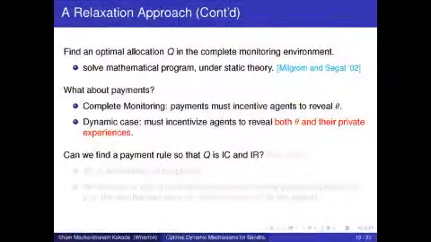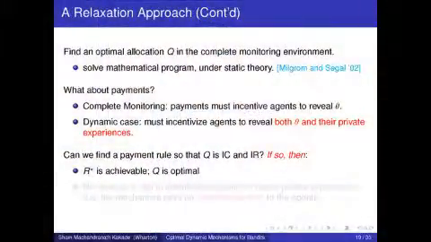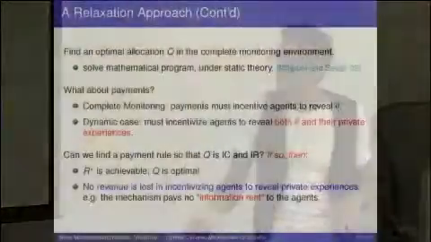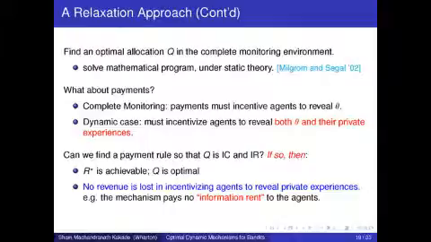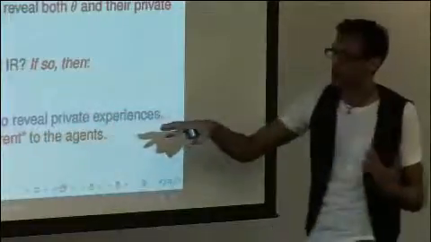So the question is, can we find a payment scheme that makes Q IC and IR? And to do that, it means we really have to incentivize them to reveal their private experiences. And in particular, let's say we could do that. So we have this candidate Q, and let's say we happen to be able to find a payment scheme that implements Q and makes them reveal their private experience truthfully. If that's the case, we can show that this R star is achievable and Q is optimal, and then we're done. It's kind of easy. But what's interesting about this approach is that if it happens to work out, we actually will have the case that no revenue is being lost when we're incentivizing the agents to reveal the private experiences.